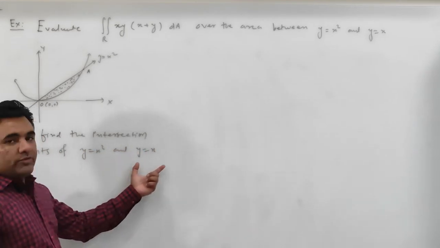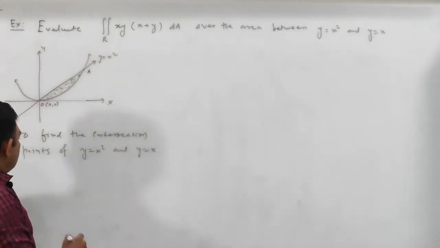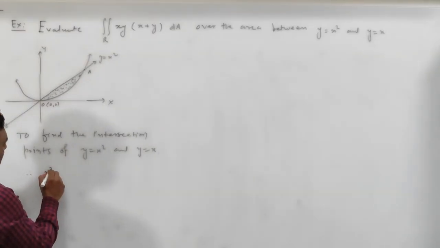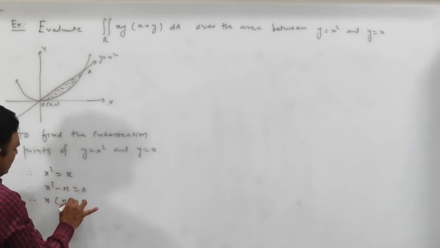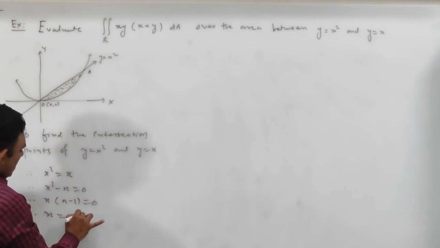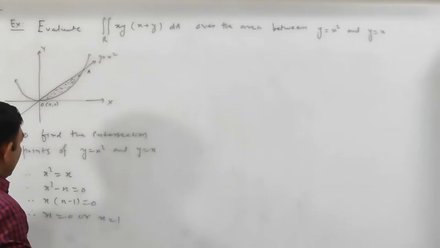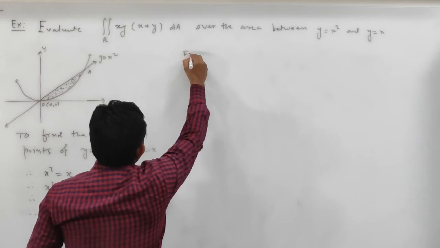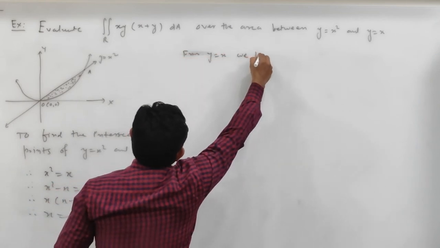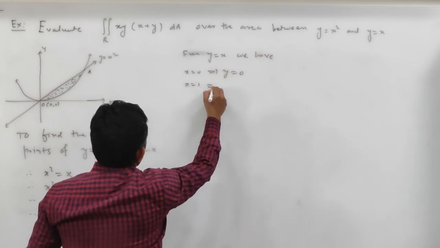So you just solve these two equations. y equal to x square, this is also y equal to x, so you just compare the y. So therefore x square is equal to x, so it gives me x square minus x is 0, so therefore x into (x minus 1) is 0, so therefore x equal to 0 or x is equal to 1. Now you put the values of x in any equation, then you will get the values of y. So x equal to 0, from y equal to x, implies y is 0, and x equal to 1 implies y is equal to 1.